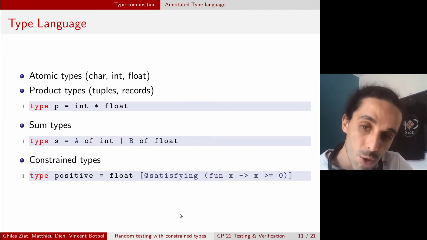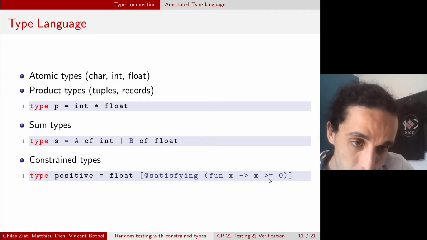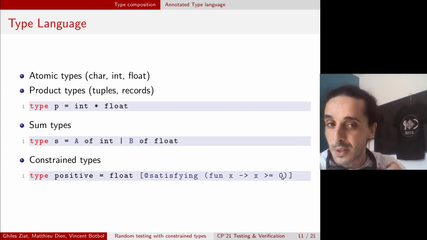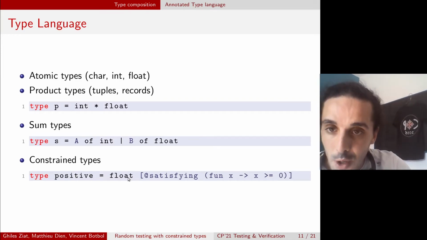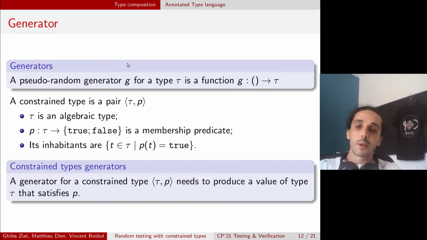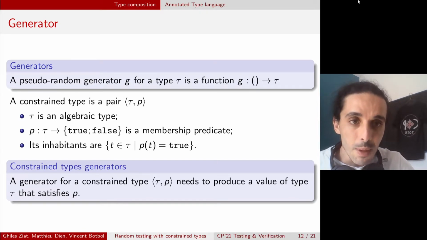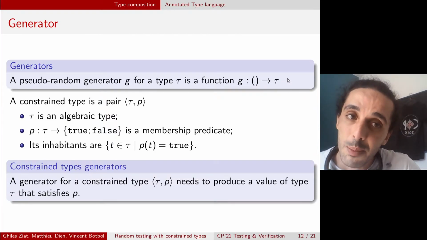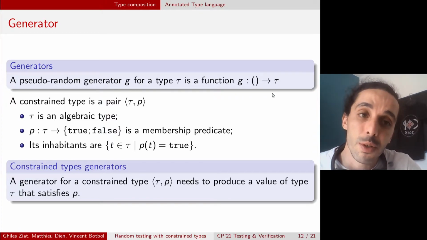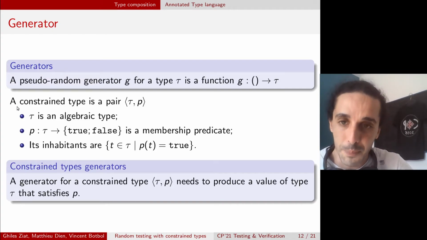And to this type language, we add constraint types. So constraint types are regular types to which we add a satisfying annotation which specifies which of these values should be kept. So our goal is to build for all of these types automatically a generator. So what is a generator? It's a function that takes nothing as input and returns a value of the type it is associated to. So if we want this to be uniform, every value of this type has an equal chance to be drawn.